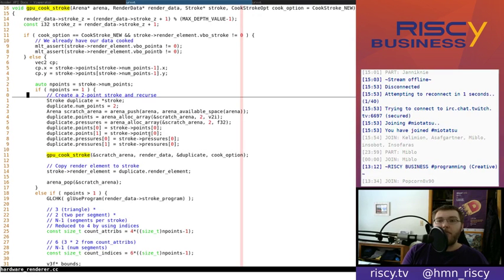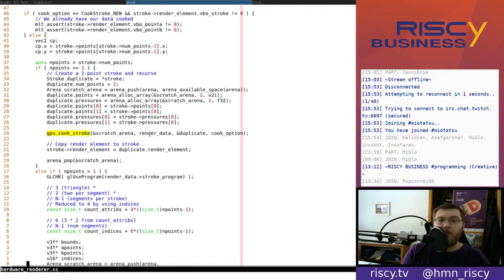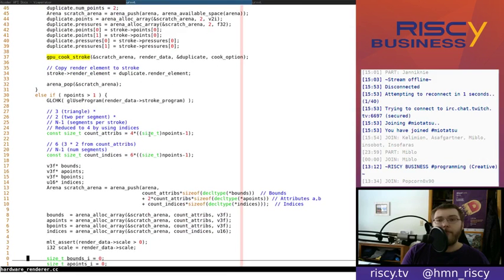So I'm not going to worry too much about the algorithm that's happening here with the recursion and all that. I'm just going to assume it's good. We don't really care about the details of rasterizing a stroke, because that's not what we're messing with.